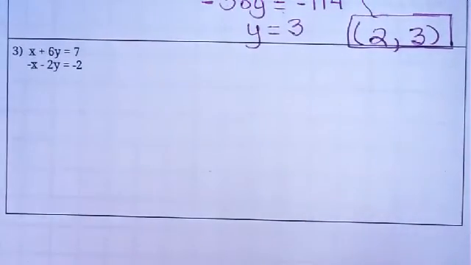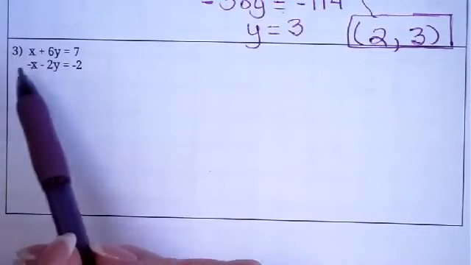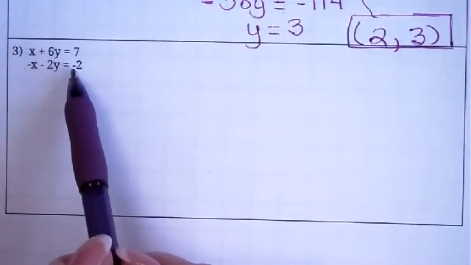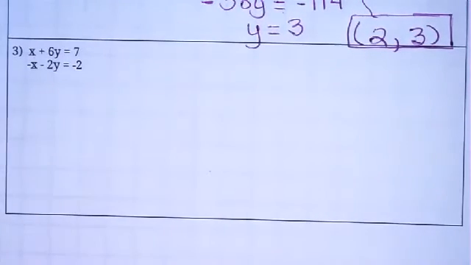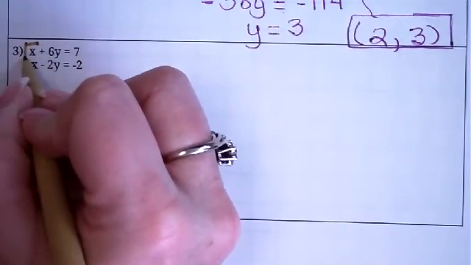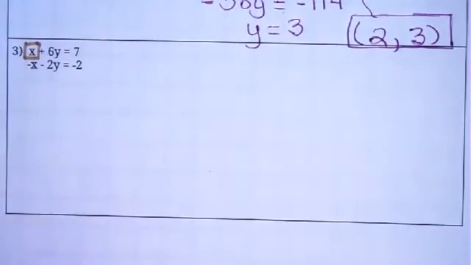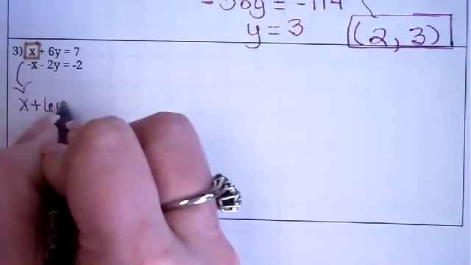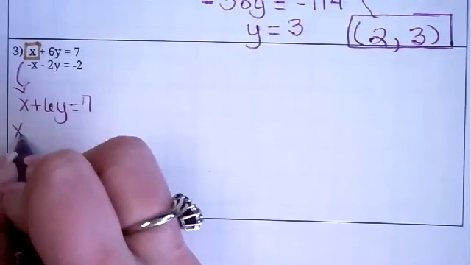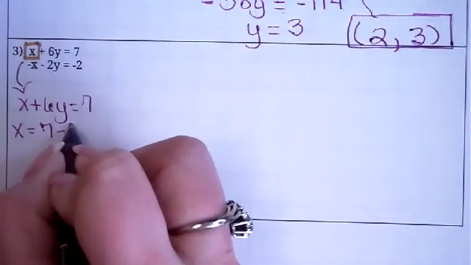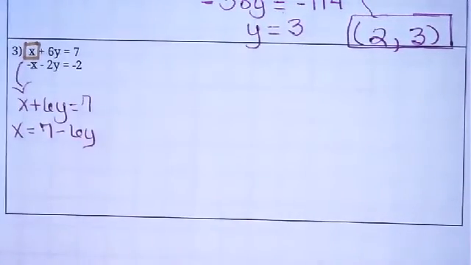Now, same thing here. Example 3, I have x plus 6y equals 7, negative x minus 2y equals negative 2. I am going to look for the variable that has the 1 coefficient. In this case, it is my first one. So I'm going to grab this first equation right here. x plus 6y equals 7. Solve it for x. We know that means I subtract the 6y from both sides. So 7 minus 6y. Okay.